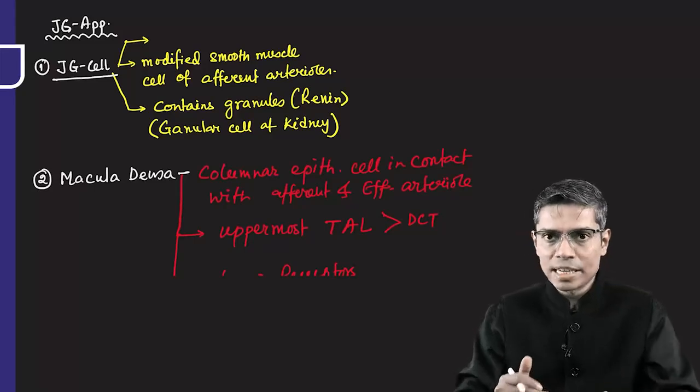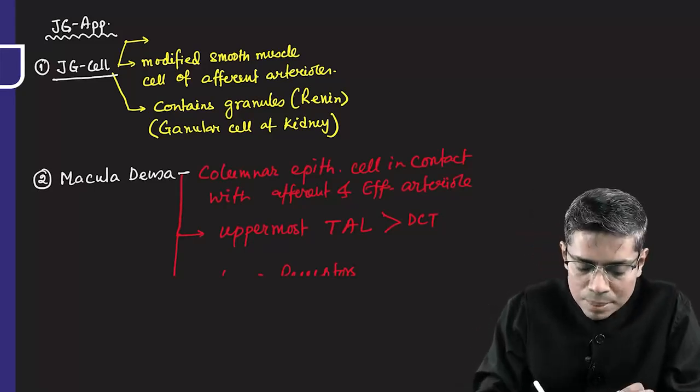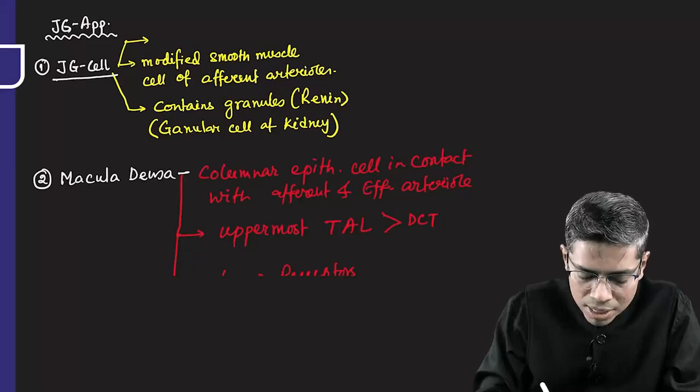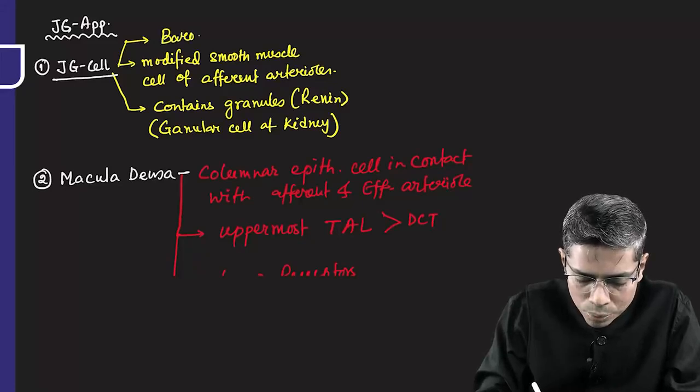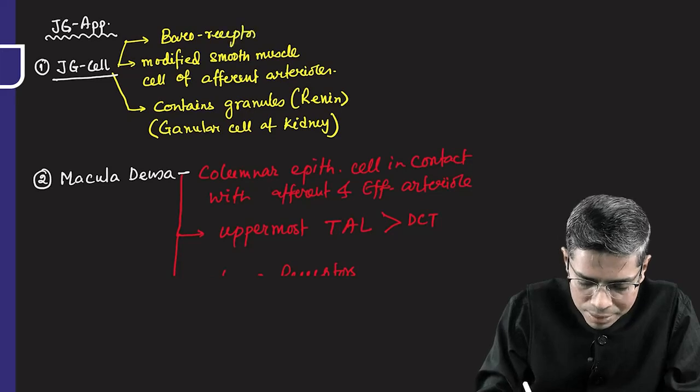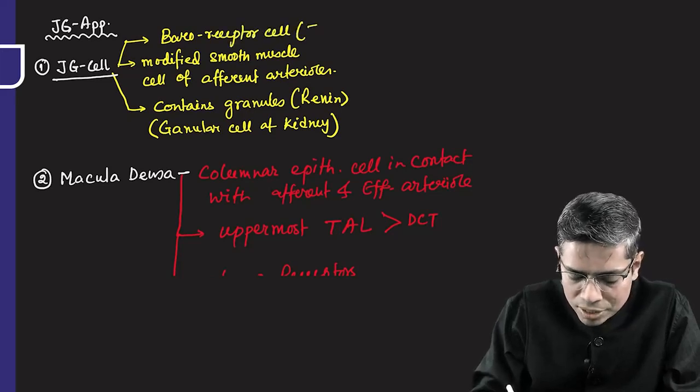That's why I'm telling these two side by side. So JG cells are known as the pressure sensor cells, or baroreceptor cells. Baroreceptor cell. Which kind of baroreceptor?